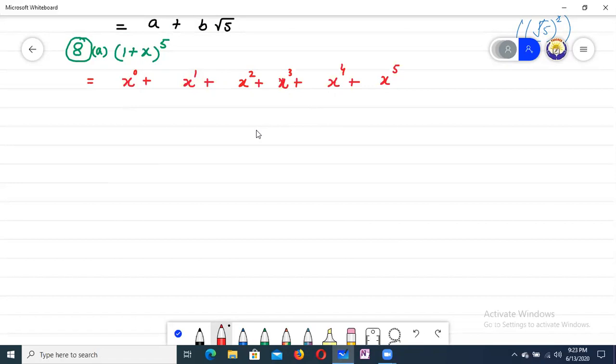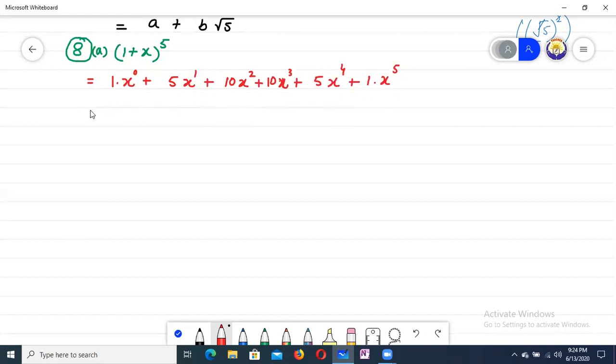Now we'll write the coefficient of these terms. As index is 5, we will go to the 5th row of Pascal triangle. The 5th row of Pascal triangle is 1, 5, 10, 10, 5, 1.